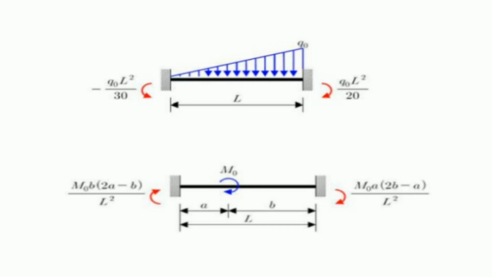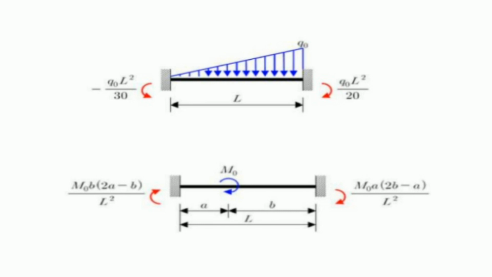The next loading case is the uniformly varying load, which varies from 0 at the left hand side to Q naught at the right hand side, and the length of the beam is L. In such a case the left hand side fixed end moment is equal to minus Q naught L square by 30, and on the right hand side it is equal to plus Q naught L square by 20.